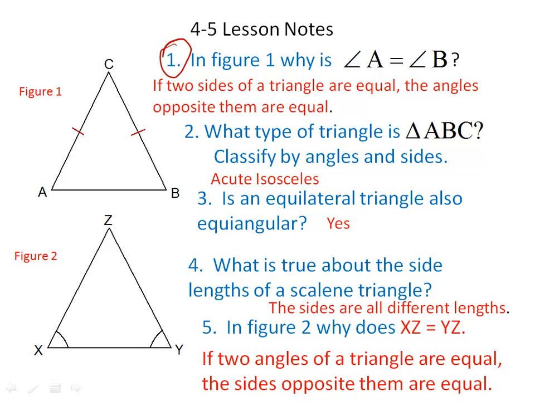And then in Figure 2 here, what are you starting with? You're starting with the angles marked equal. So then that's when we use this one. If two angles of a triangle are equal, the sides opposite them are equal. Now that should get you through 4-5.